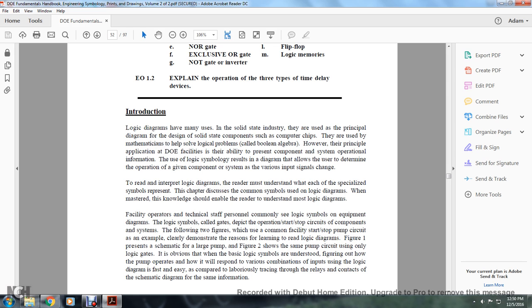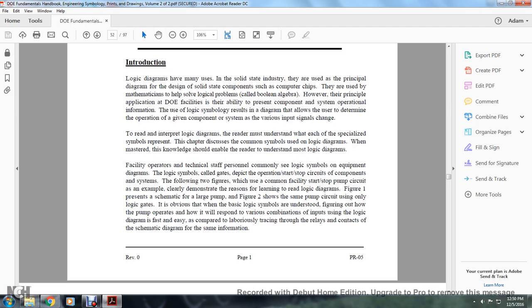To read and interpret a logic diagram, the reader must understand what each of these specialized symbols represents. This chapter discusses the common symbols used in logic diagrams. Mastery of this knowledge should enable the reader to understand logic diagrams. Facility operators and technical staff commonly see logic symbols on equipment diagrams. The logic symbols, called gates, depict the operational state of start and stop of the circuit components within the system. The following 2 figures use a common facility start and stop pump circuit example that clearly demonstrates the reason for learning to read logic diagrams.